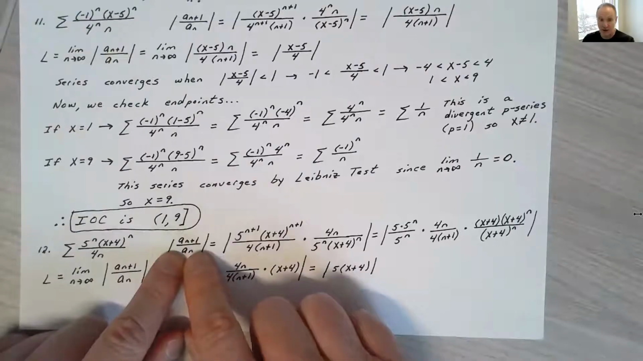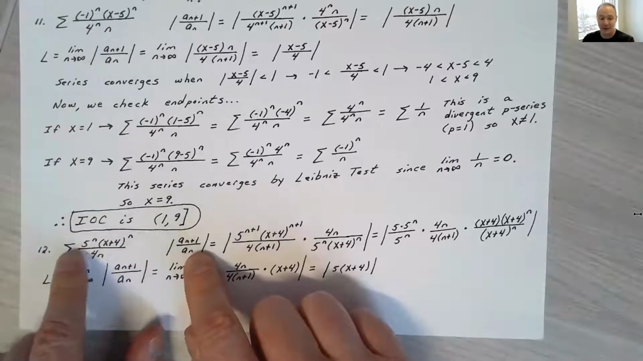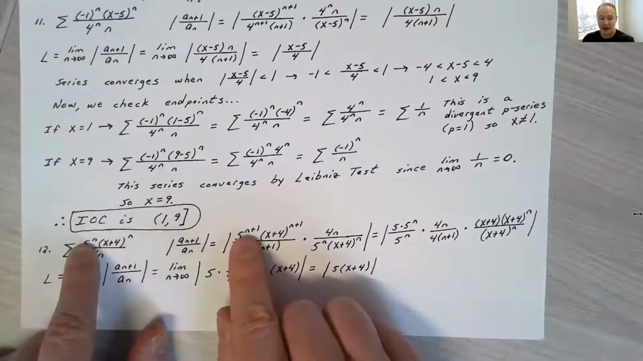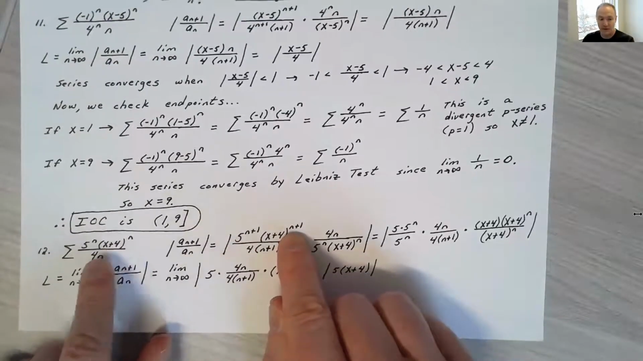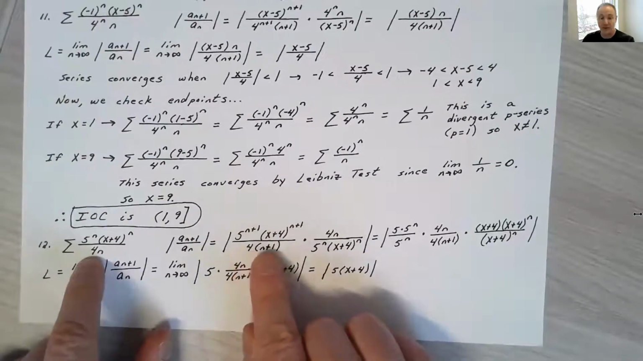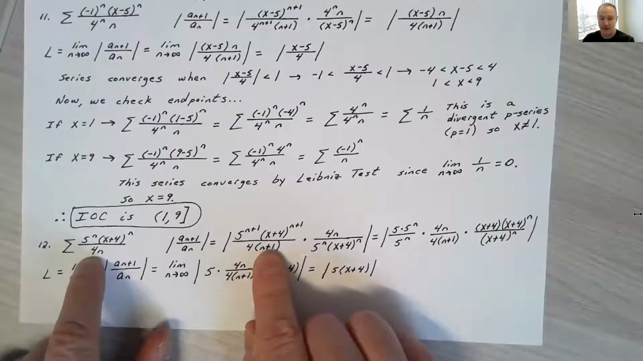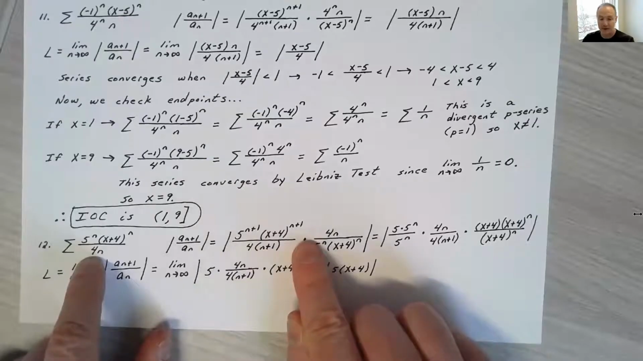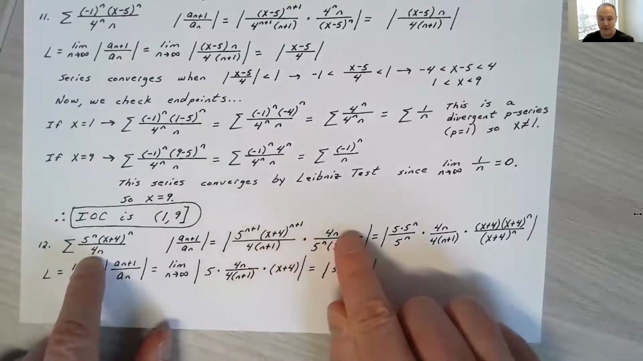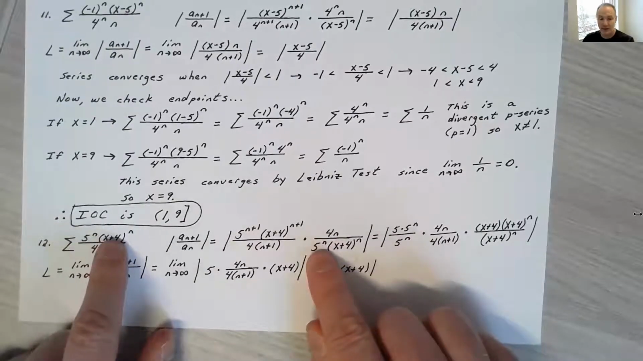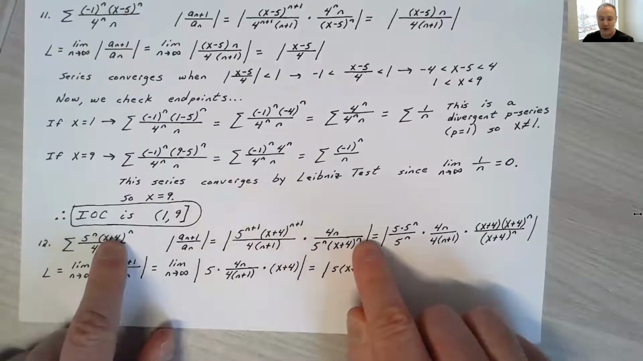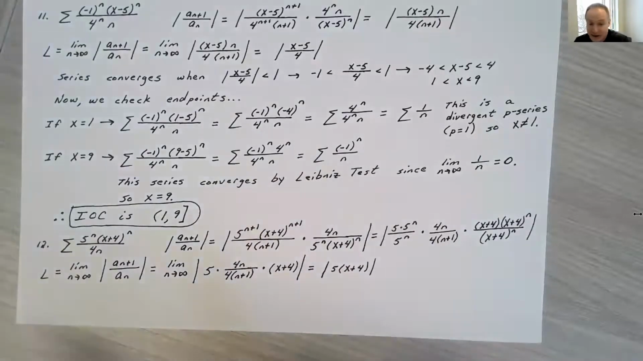When I try to plug in a sub n plus 1, I would get 5 to the n plus 1 times (x plus 4) to the n plus 1 divided by 4 times the group n plus 1. I multiply that by the reciprocal of a sub n, 4n in the numerator, 5 raised to the n power in the denominator times (x plus 4) raised to the n power. So then I can say, well, there's a lot of cancellations that's going to occur here.